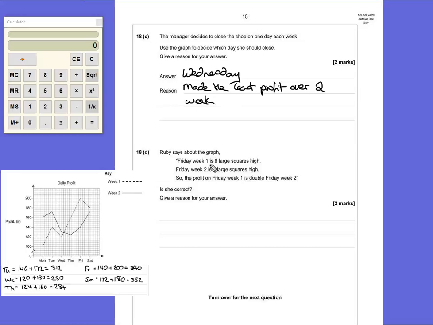Question 18d. Ruby says about the graph that Friday week 1 is 6 large squares high. Friday week 2 is 3 large squares high. So the profit on Friday week 1 is double Friday week 2. Is she correct? Give a reason for your answer.